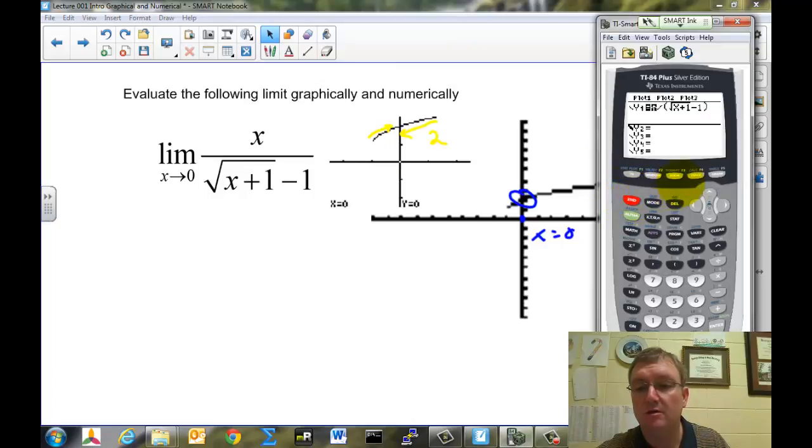So if we press second and table set, for table start, I'm going to put in 0 because we're concerned about what's happening right around 0. And let's just leave our delta table at 0.01 for a moment, and let's see what happens. So if we look at our table, at 0 we get an error, which we kind of expect. But let's look at what's happening to the right of 0.